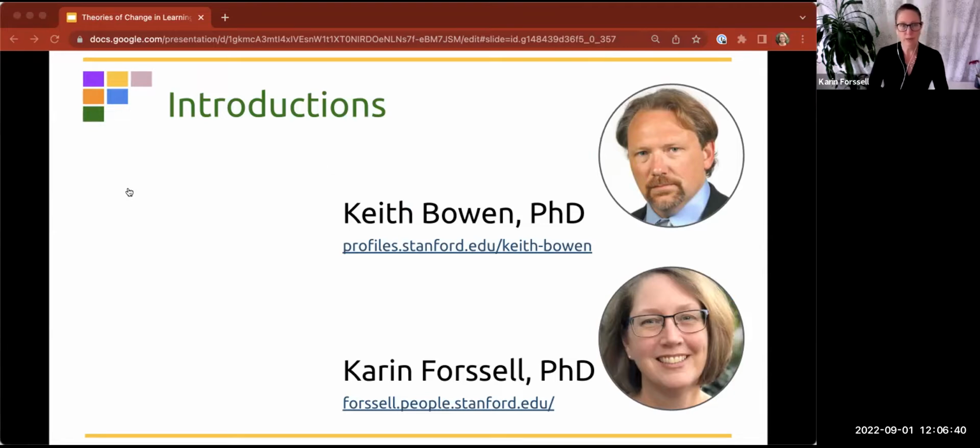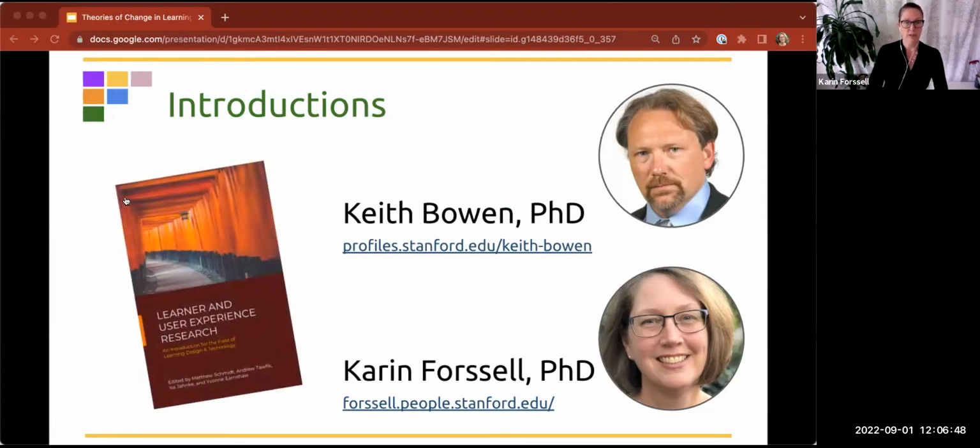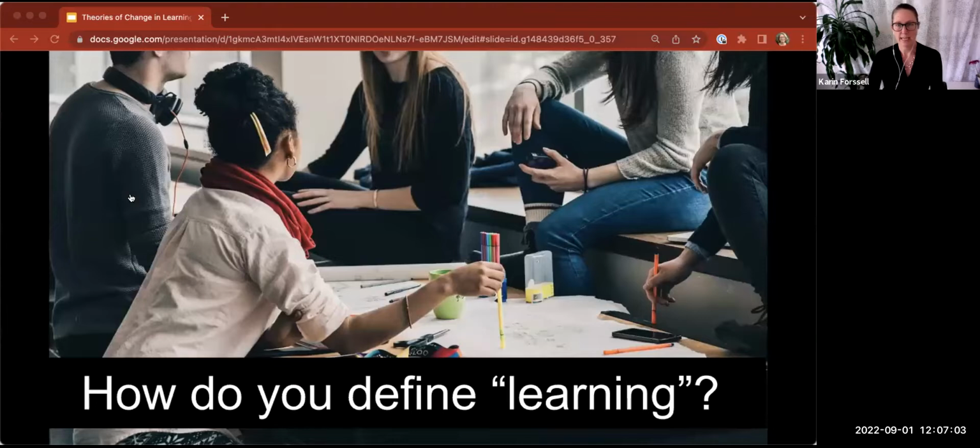And together we wrote a chapter with our colleague Soren Rosier called Theories of Change in Learning Experience Design in the book Learning and User Experience Research, which Matthew has probably shared many, many times before. We're here to talk about that chapter today, but first I'd like to do a little warm up to get us all on the same page. So if you would humor me, I'd like to ask you, how do you define learning?